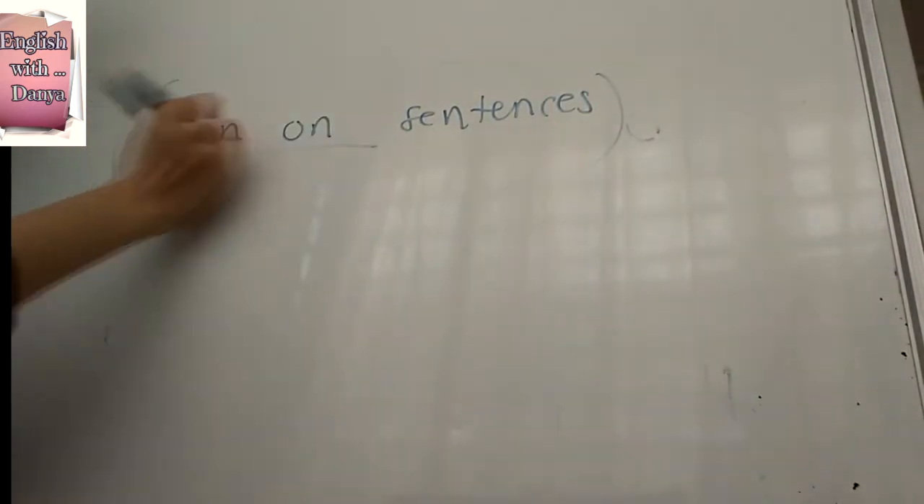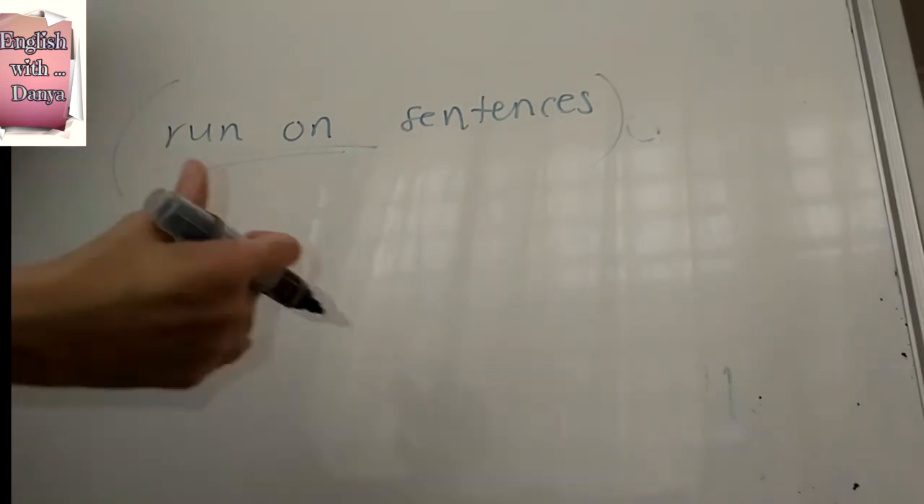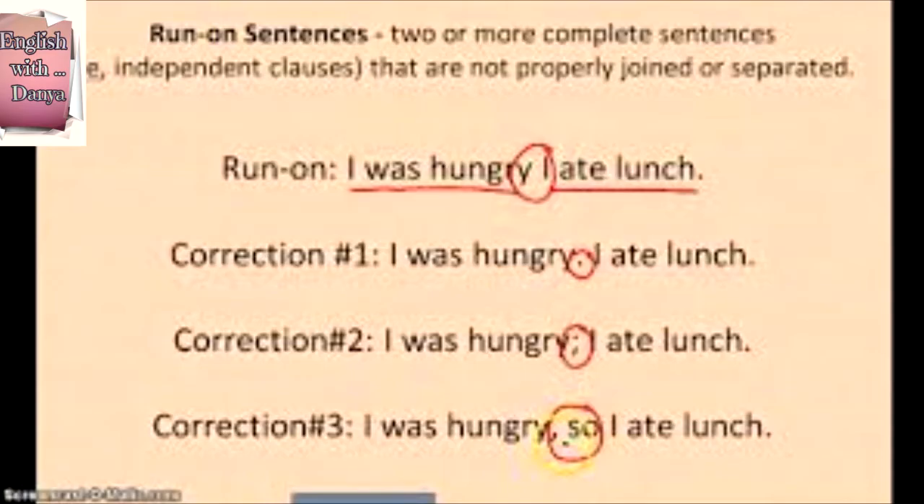Run-on sentences. What does that mean, run-on? Run-on is where you continue writing sentences without using conjunctions, without using a full stop, without using anything. There are a lot of learners who keep on writing sentences without stopping, without using anything in between. And that is completely wrong, guys.